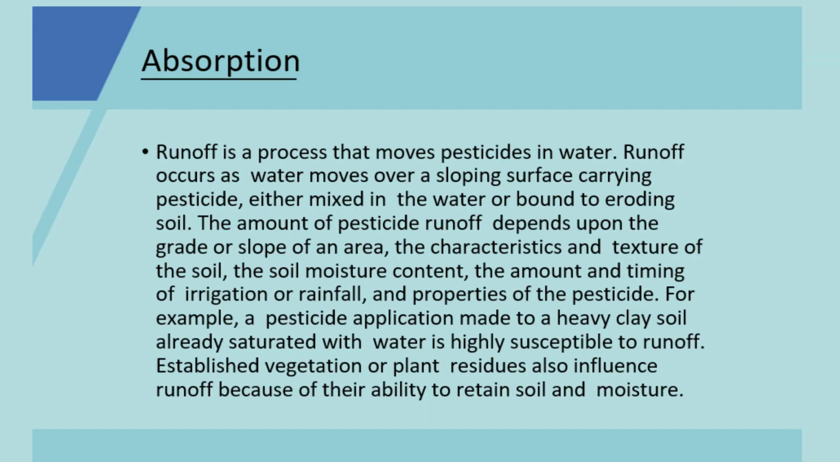Runoff is a process that moves pesticides in water. Runoff occurs as water moves over a sloping surface, carrying pesticide either mixed in the water or bound to eroding soil. The amount of pesticide runoff depends upon the grade or slope of an area, the characteristics and texture of the soil, moisture content, the amount and timing of irrigation or rainfall, and properties of the pesticide.